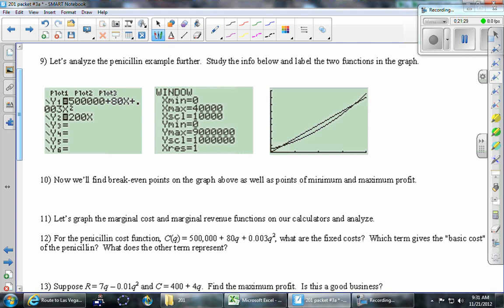Okay, so there's the cost function. 200x is the revenue function. So you've got the scales there, and then let's go ahead and label which one is revenue and which one is cost. Okay, so revenue is the straight line, and then the cost is the curvy thing. And let's go to number 10. Sam?